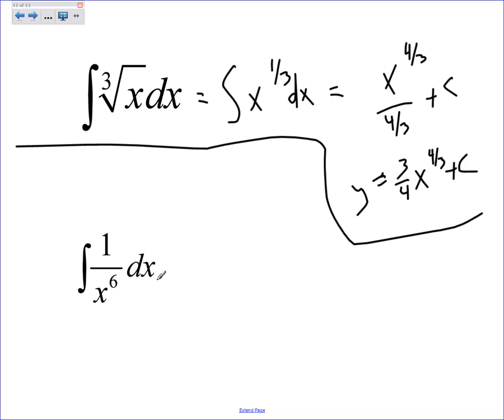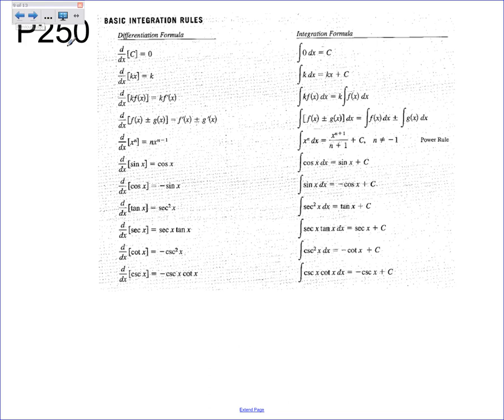All right, so we rewrite this thing. We know how to deal with when we have things in the bottom. This becomes the antiderivative of x to the -6 dx. The rule says, and I'm showing you which rule I'm talking about, this rule right here, my power rule: add 1 to the exponent, divide by the new exponent.